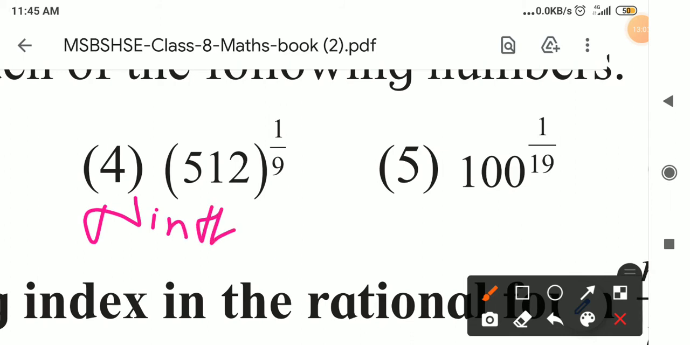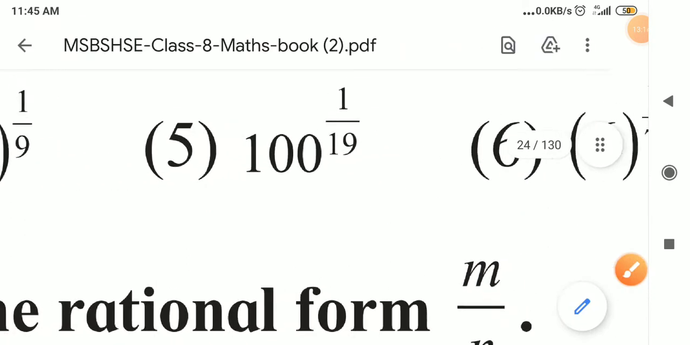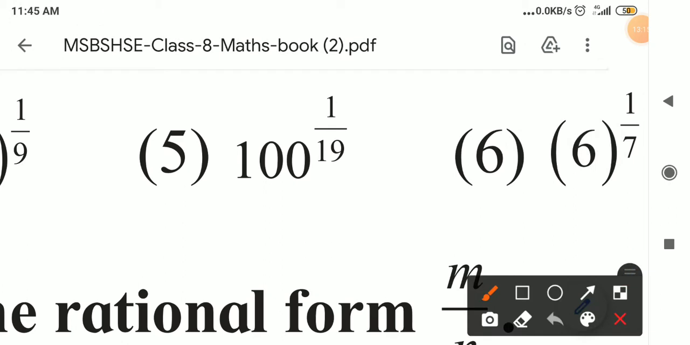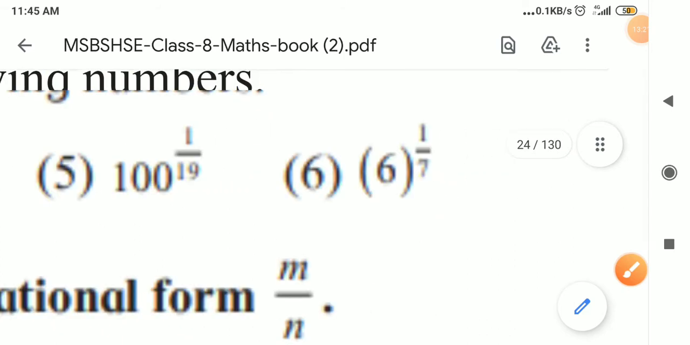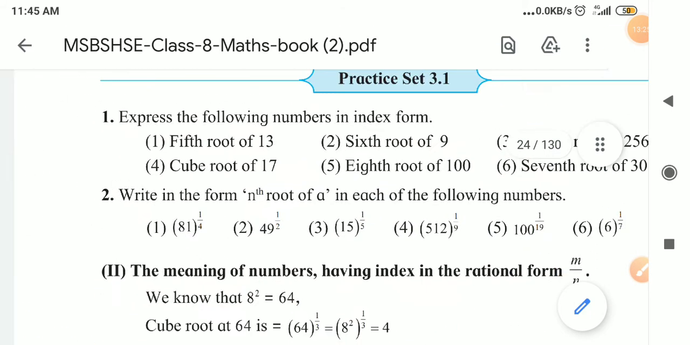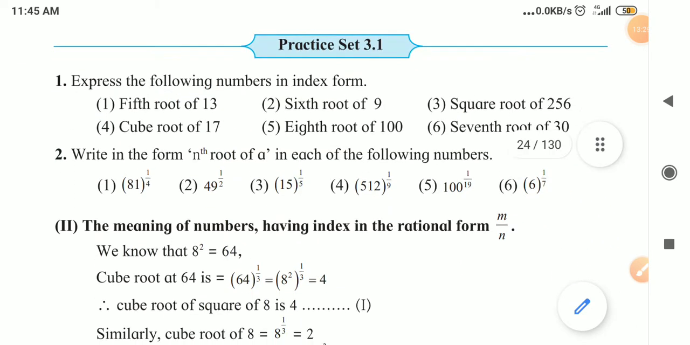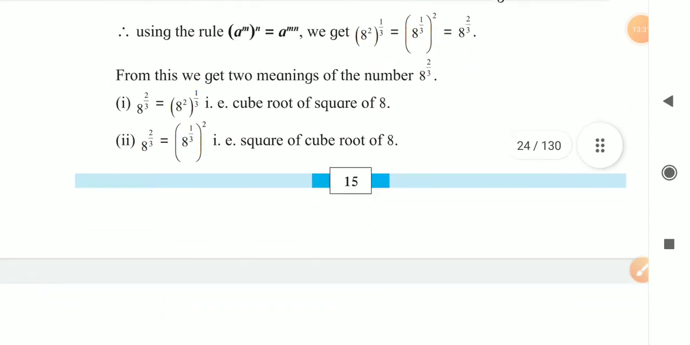512. And then 19th root of 100. 19th root of 100. Then next, 7th root of 6. In this way you have to complete the second question. So practice set number 2.3 is your homework that you have to complete today.